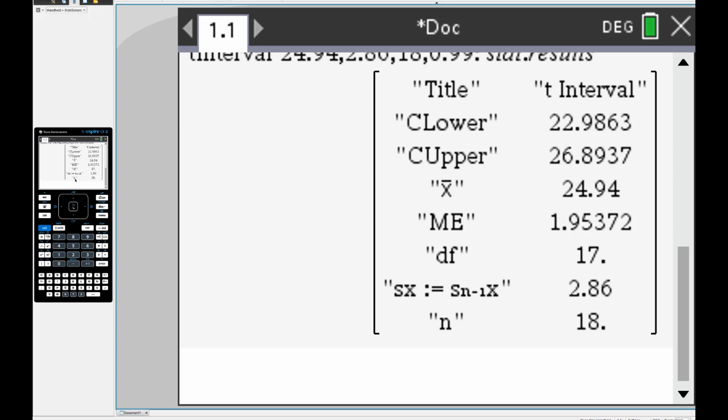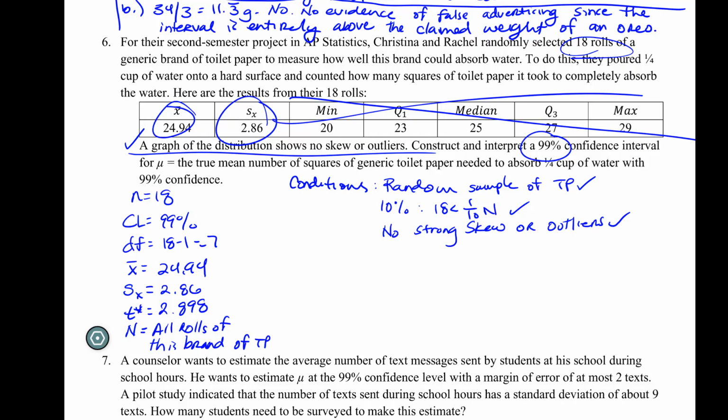I'm going to go ahead and round each of those. 22.99 is going to be my lower bound from my t interval. Upper bound 26.90 if I'm rounding. And then we had a point estimate of x bar, 24.94. We had a margin of error of 1.95, and that's enough. And we can write out our statement.